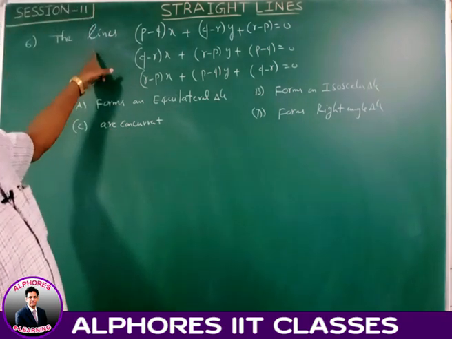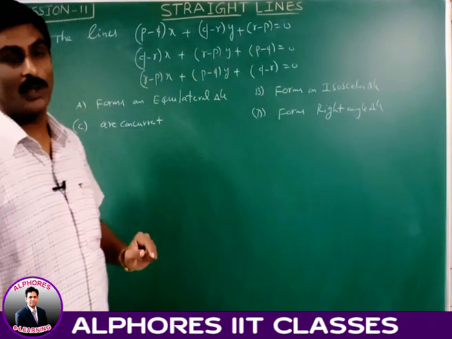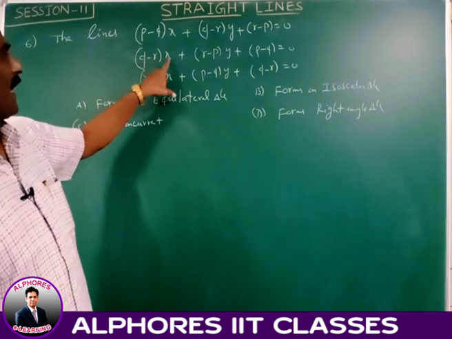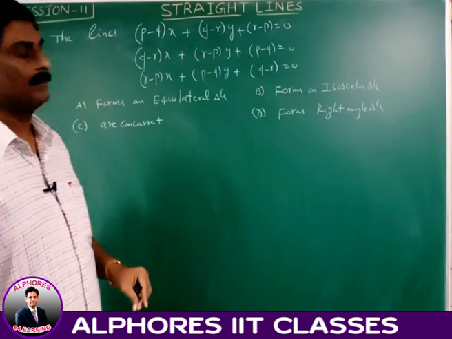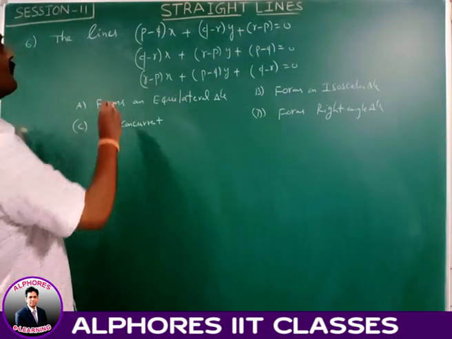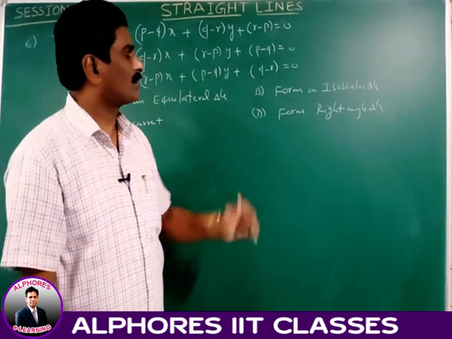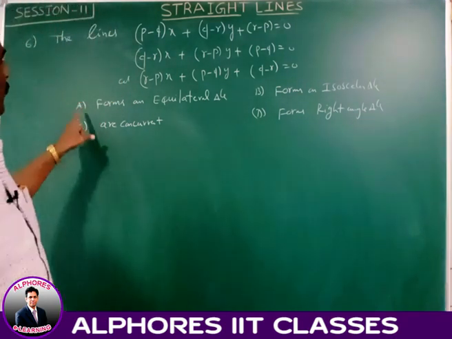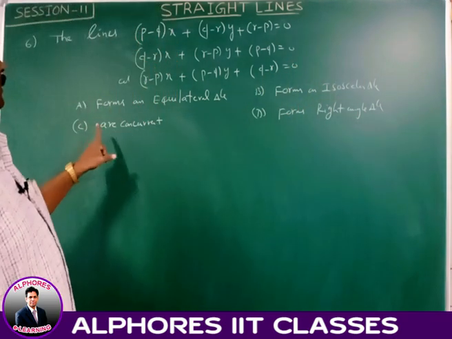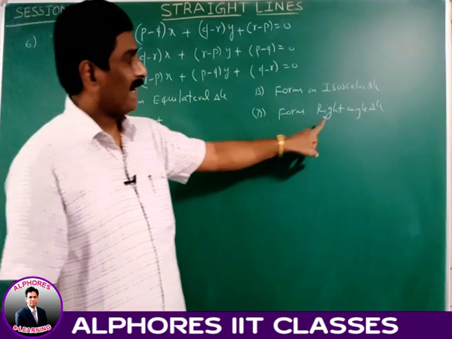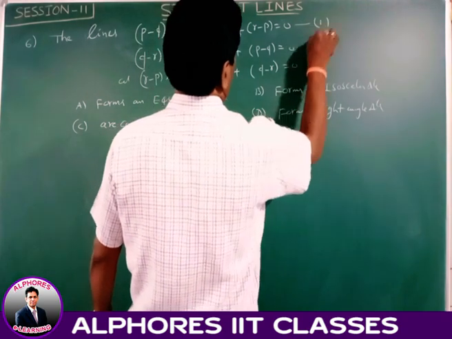The lines (p minus q)x plus (q minus r)y plus (r minus p) is equal to 0, (q minus r)x plus (r minus p)y plus (p minus q) is equal to 0, and (r minus p)x plus (p minus q)y plus (q minus r) is equal to 0 form, please write the options: forms an equilateral triangle, forms an isosceles triangle, are concurrent, forms a right angle triangle. Here, what are the equations of the lines? These are 3 lines, 1, 2, 3.